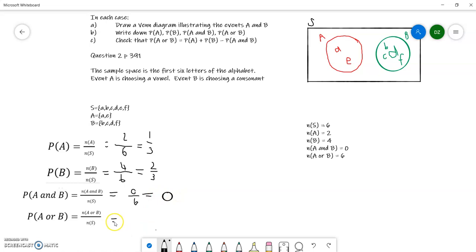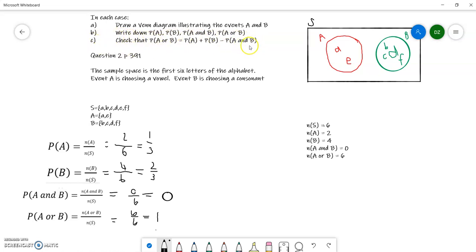Lastly, like I said, how many are there in A or B? Well, there's 6 of them. And how many in my sample space? There's 6. And lastly, to simplify, 6 divided by 6 is 1. So that completes B. Now for C, they asked me to check that the probability of A or B is equal to the probability of A plus the probability of B minus the probability of A and B. So I'm just going to copy that.